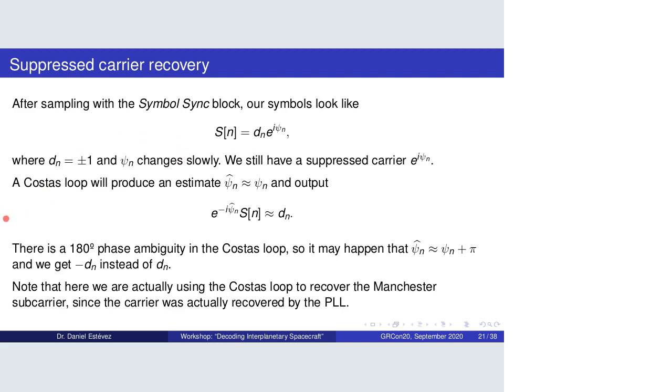And there is a small particularity about the Costas loop, which is there is a 180 degrees phase ambiguity. This means that at the outputs of the Costas loop, we may get the signal of symbols we intended, or either minus the signal of symbols, so everything inverted. And we need to take care and to take that into account. And a very small remark is that here we are actually using the Costas loop to recover the Manchester subcarrier, because the carrier, the main carrier of the signal, was recovered by the PLL in the first step.